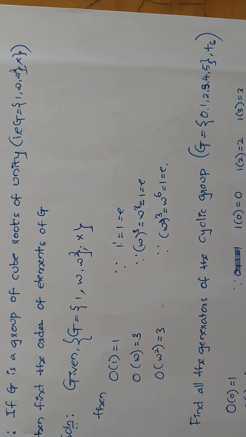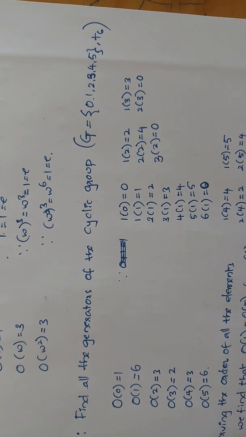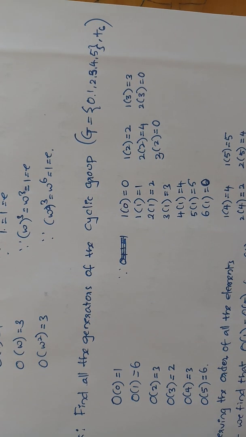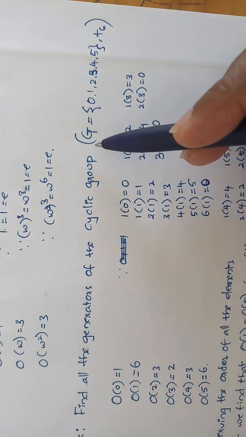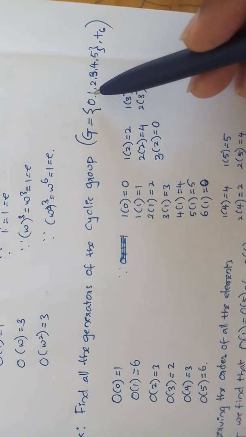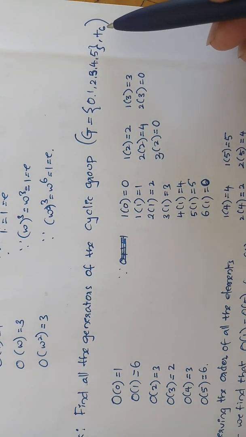So you now know how to find the order of an element. Now let me discuss how to find the generators of a group. Find all the generators of the cyclic group Z = {0, 1, 2, 3, 4, 5} with addition modulo 6.